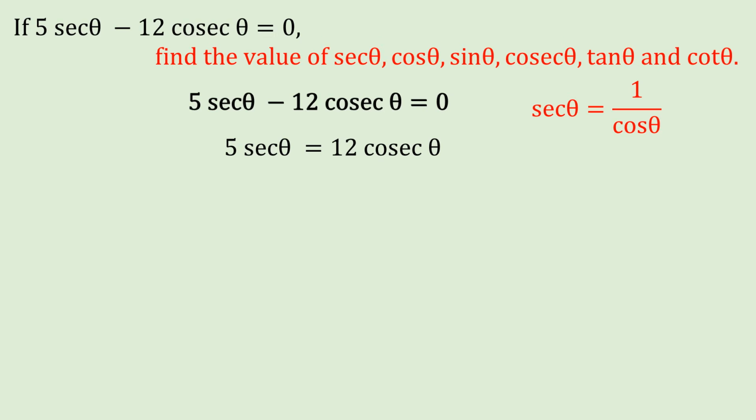If you want, you can watch that again because the link is given to you in the comments. You can re-watch and then you can begin. So let us come back to the sum. 5 sec theta equals 12 cosec theta will become 5 into 1 upon cos theta equals 12 into 1 upon sin theta.